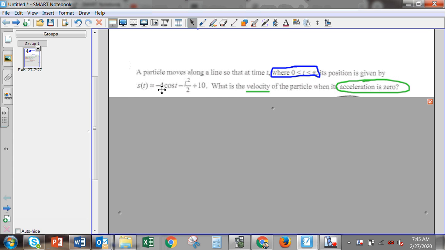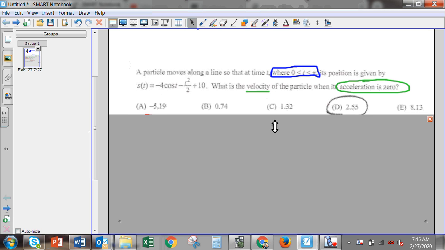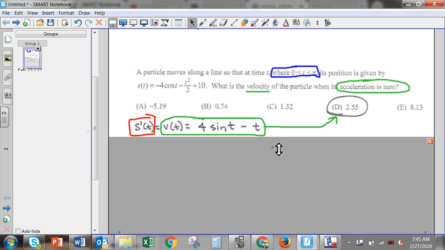So we're talking about position, and they bring up velocity and acceleration. So I need to know the relationship between position, velocity, and acceleration. And I'm going to give you the answer, but let's look at what we're looking to do. So first, let's find the velocity. I know that's the derivative of the position function.